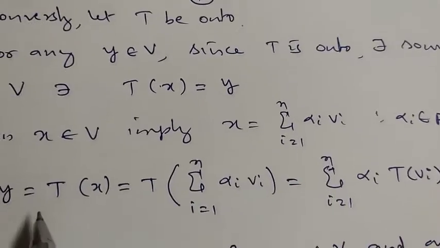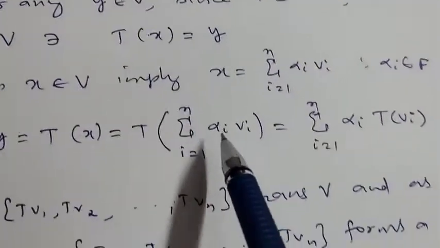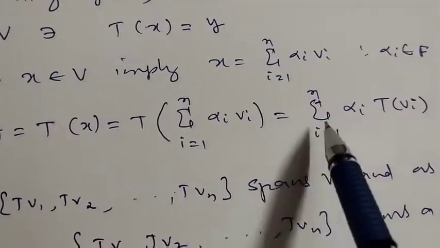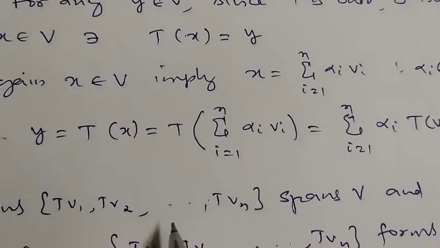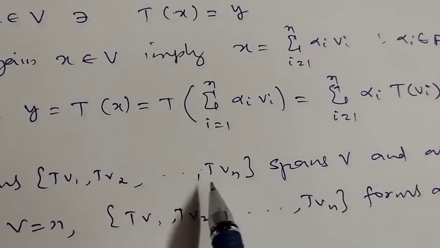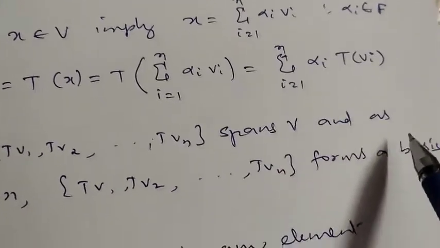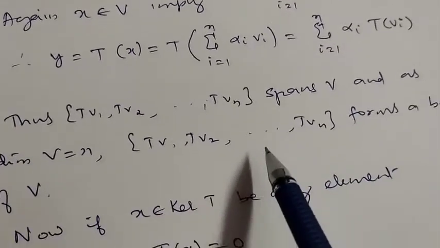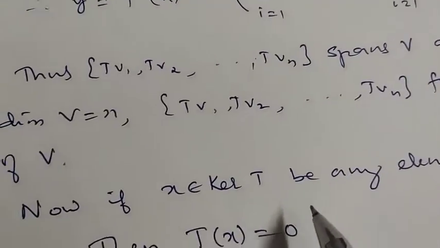Okay. So, the element Y belonging to V can be written as a linear combination of T of Vi's. Means what? These T of Vi's, that is T of V1, T of V2, etc., T of Vn, span V. Again, as the dimension of V is n, these elements T of V1, T of V2, etc., T of Vn form a basis of V.